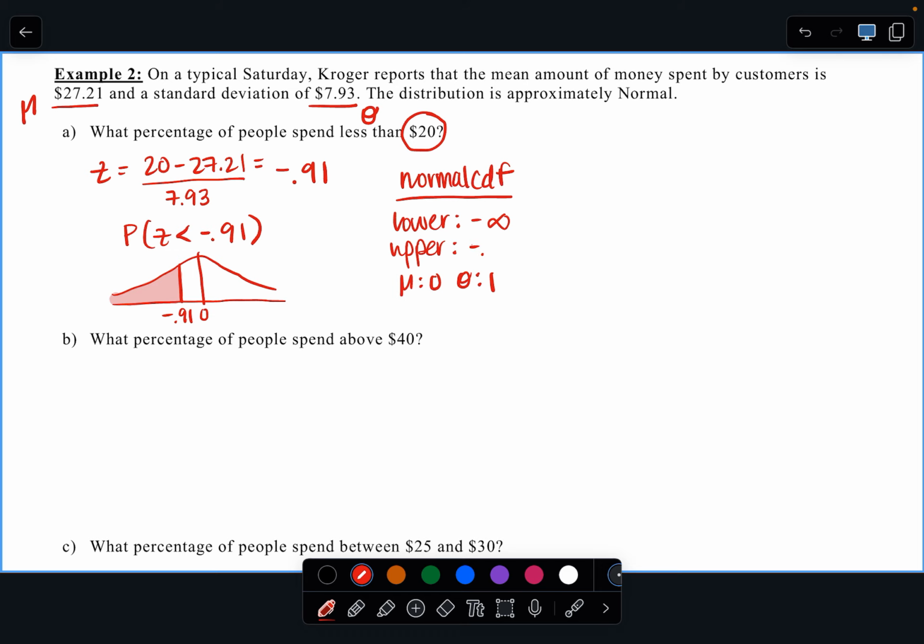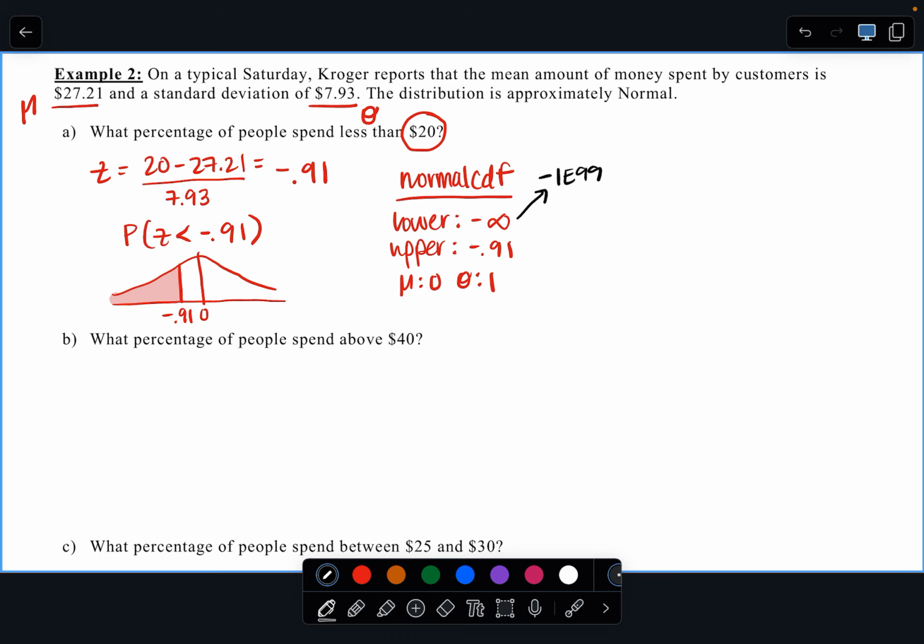Upper is going to be negative 0.91. Now, just to remind you, if you have forgotten that note, this will actually just go in as negative 1e99. So I go to my calculator, I go to second vars, I go to normal CDF. You will most likely have to type in negative 1e99 yourself because it probably has the information from the last question. So negative 1, E is always second comma, and the comma is directly above the 7. And then it should create a little tiny capital E, and then you should have 99.